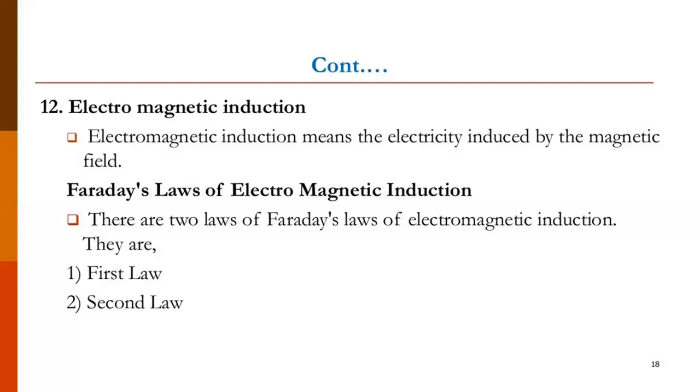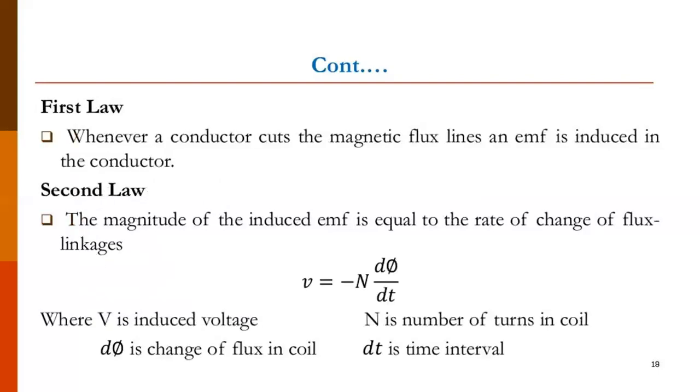So Faraday has stated the two basic laws of electromagnetic induction: Faraday's first law and Faraday's second law. So what is the first law of electromagnetic induction? According to Faraday's first law, whenever the number of magnetic lines of force, that is flux, linking with a coil or a circuit changes, an EMF gets induced in that coil or circuit. So whenever a conductor cuts the magnetic flux lines, an EMF is induced in the conductor. So this is the first law.